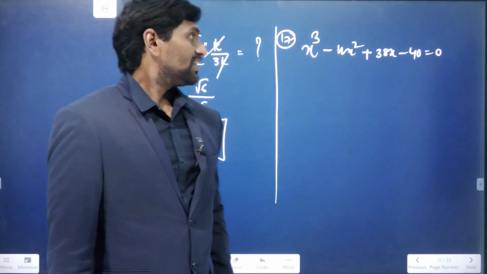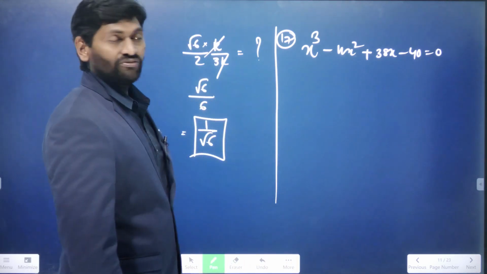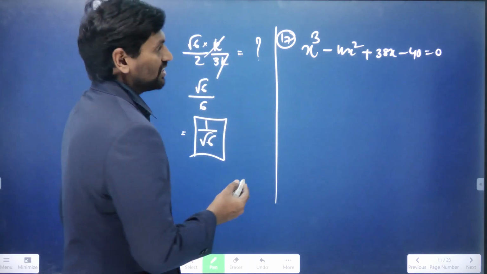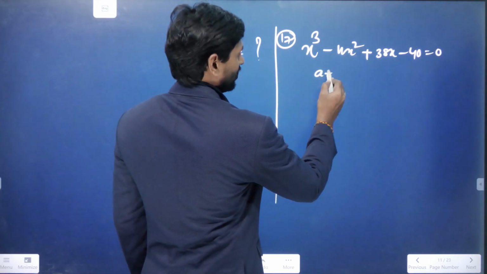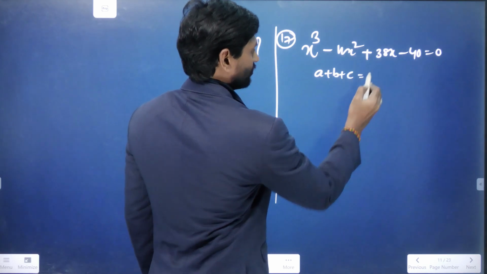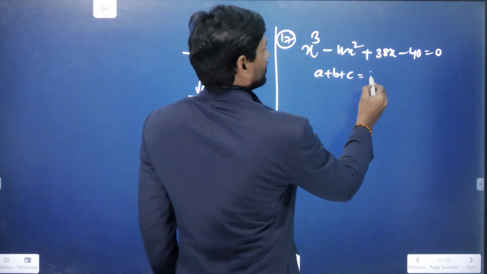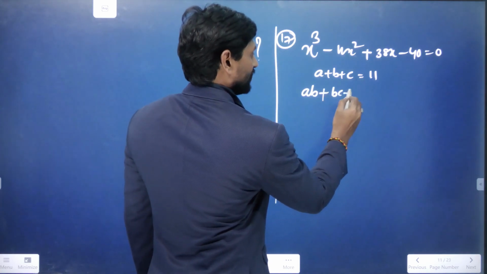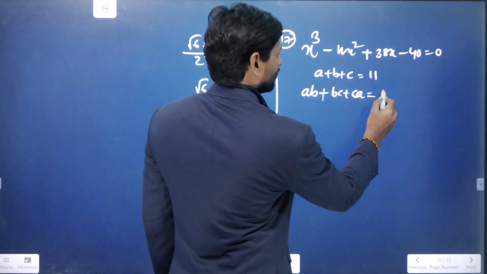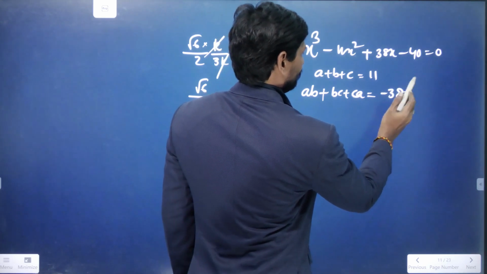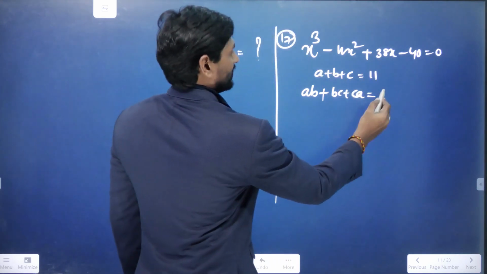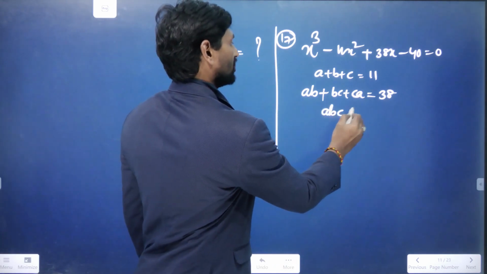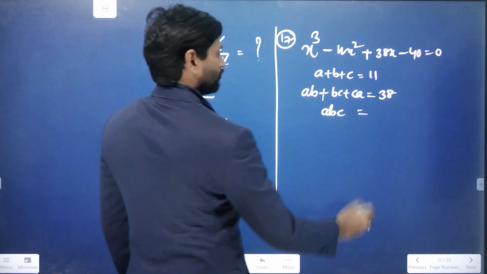Okay, we have to take a, b, c as the roots of this equation. According to the cubic formula, the sum of roots a plus b plus c equals minus b by a, that means 11 by 1, which is 11. The sum of the product of roots ab plus bc plus ca equals c by a, 38 by 1, which is 38. And the product of roots abc equals minus d by a, so 40.